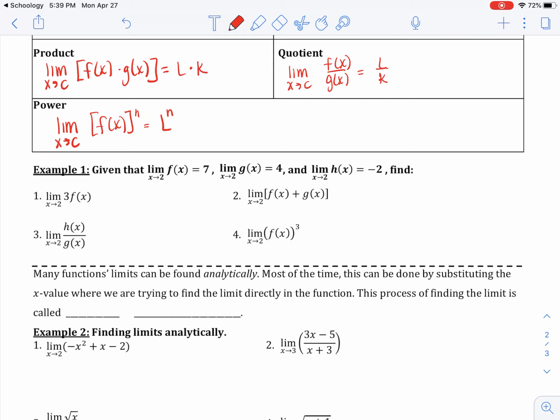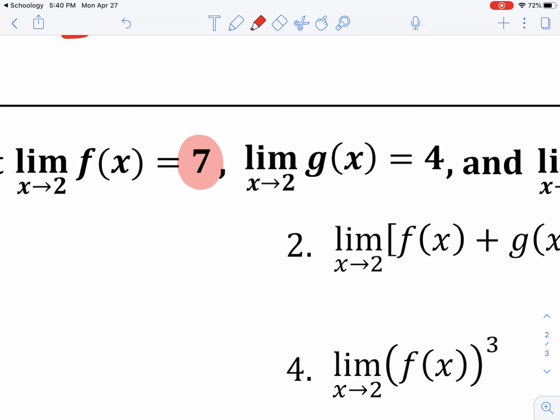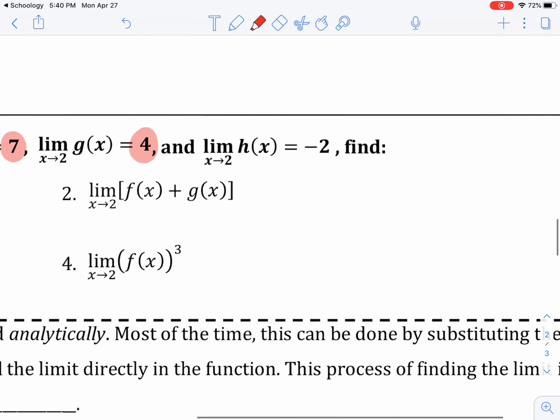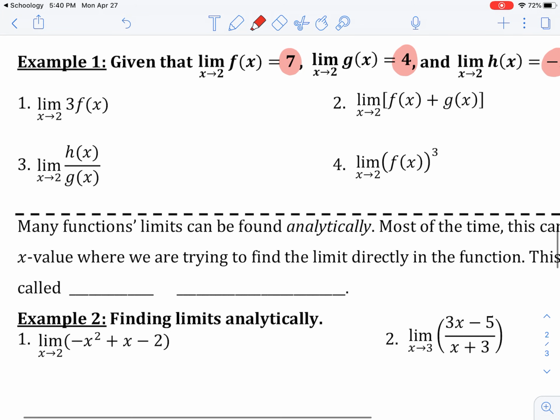They're super easy. On this one, I'm telling you, just so you know, the limit as x approaches 2 of f of x is 7. The limit as x approaches 2 of g of x is 4. The limit as x approaches 2 of h of x is negative 2. I keep forgetting to say as x approaches 2, but I'm supposed to be saying that. Okay, so this says find the limit as x approaches 2 of 3 times f of x. The limit of f of x is 7, and then you have a scalar multiplier of 3. So all you have to do is 3 times 7. So the answer is 21.